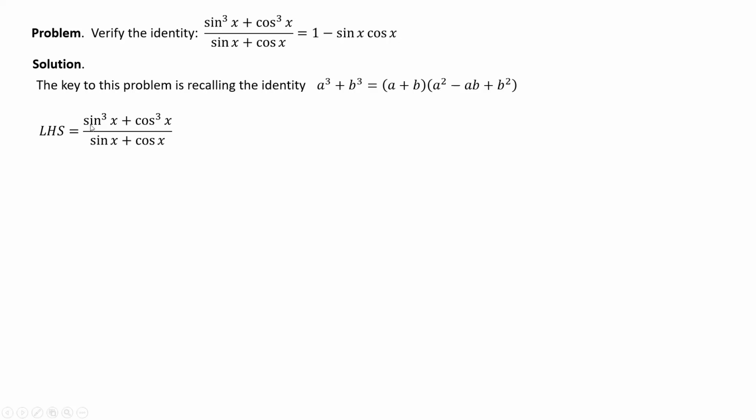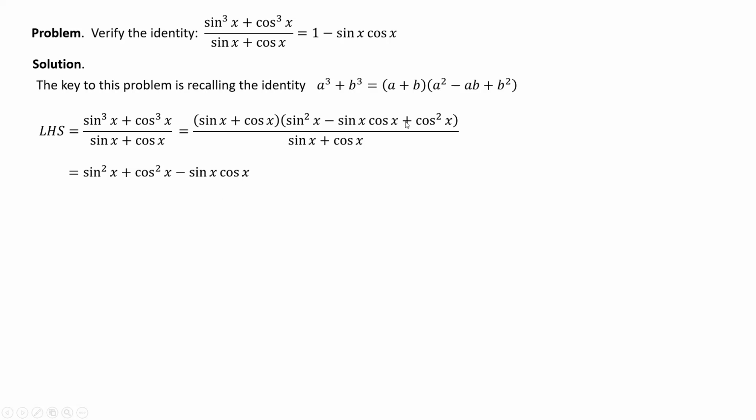Based on that, the top looks like an a cube plus b cube, so let's write that as sine x plus cosine x times sine square x minus sine x cosine x plus cosine square x. And then we say, hey, this sine x plus cosine x and this sine x plus cosine x in the denominator, that just is 1. Not only that, we have sine square x plus cosine square x. Can we add these two and say that's equal to 1 from the identity? Yeah, we can.